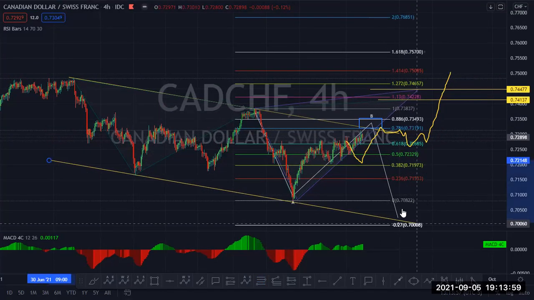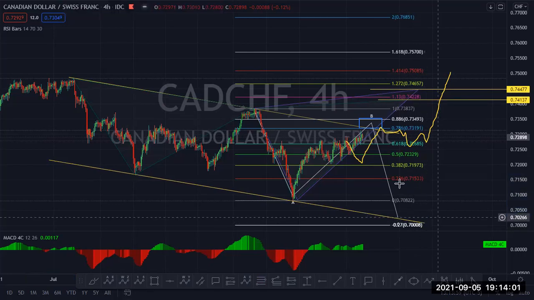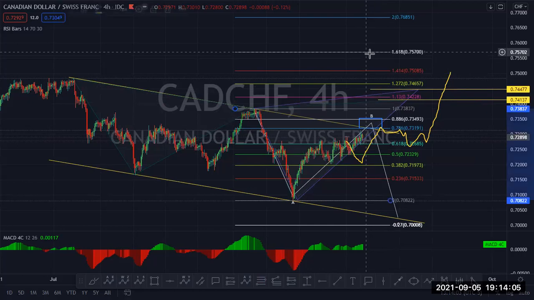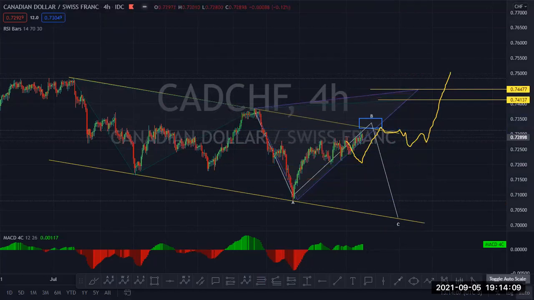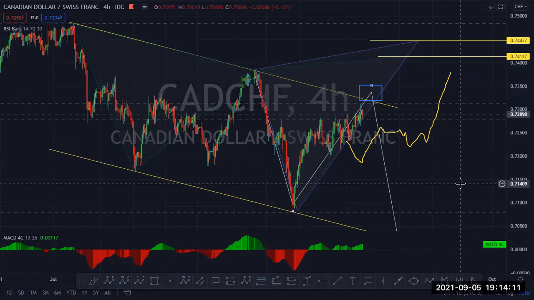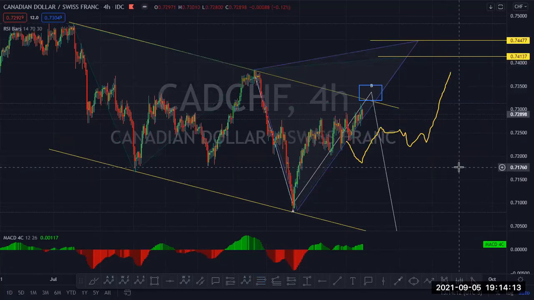So we have two possibilities here. We can come back to this lower channel, or we can keep going up. So bear that in mind. But in any case, anyone that's trying to play it out, how will you know? I don't know.